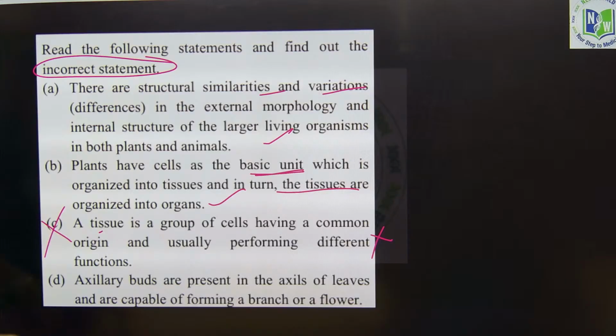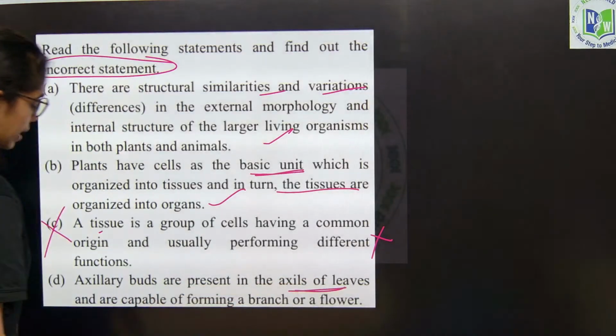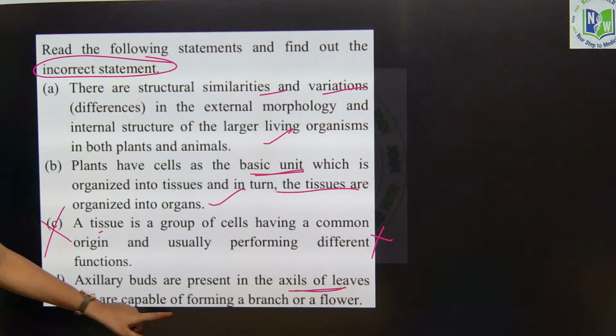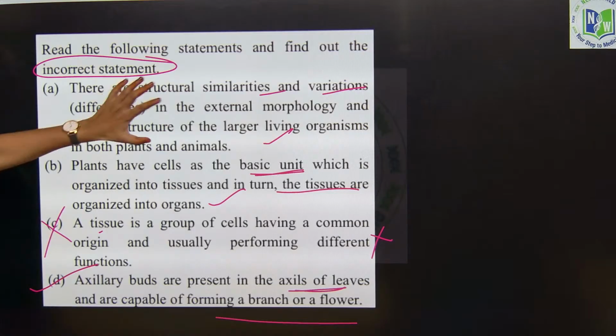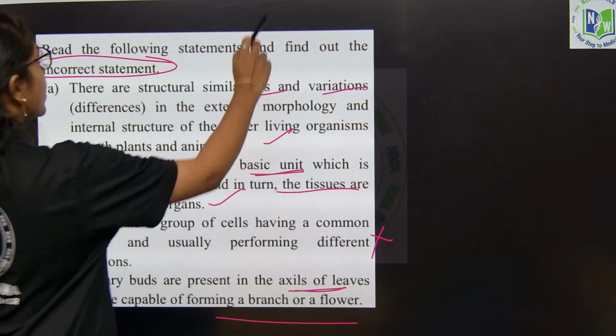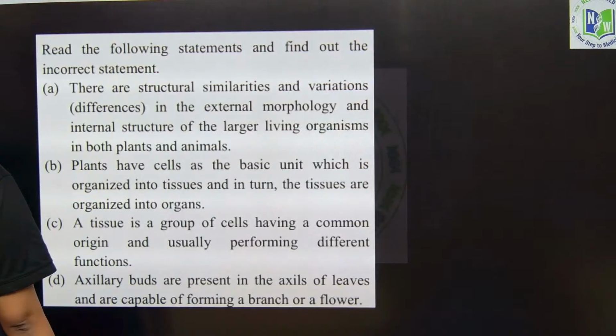Axillary buds are present in the axils of the leaves and are capable of forming a branch or a flower. True, right? So here what is the incorrect statement? Option C. And then look at the next question.